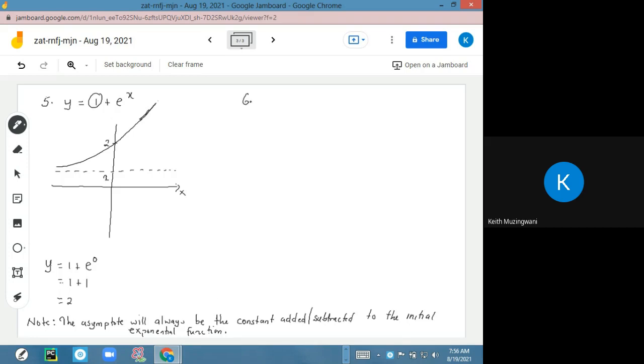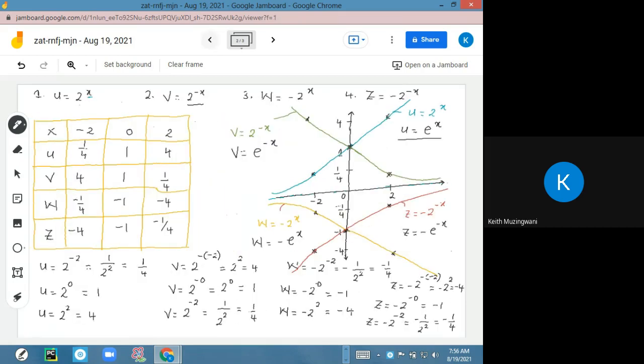Another example, example 6: y is equal to -2 plus e to the power -x. Now, e to the power -x, what family? Let's look at the family. e to the power negative x will fall in the family of v, where v is equal to 2 to the power negative x or e to the power negative x. So the curve goes in that direction.